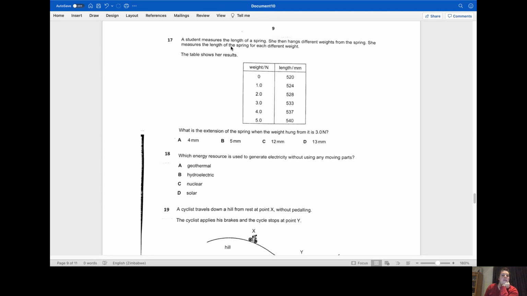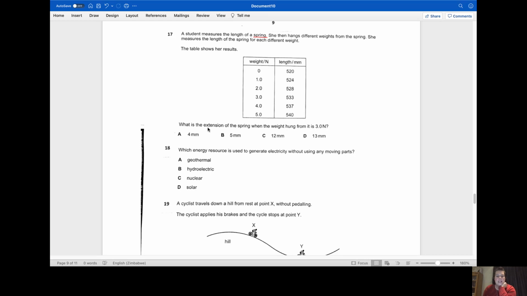Okay, number 17, a student measures the length of a spring. Back to Hooke's law. She then hangs different weights from the spring and she measures their length. The table shows her results. What is the extension of the spring when the weight is 3 newtons?